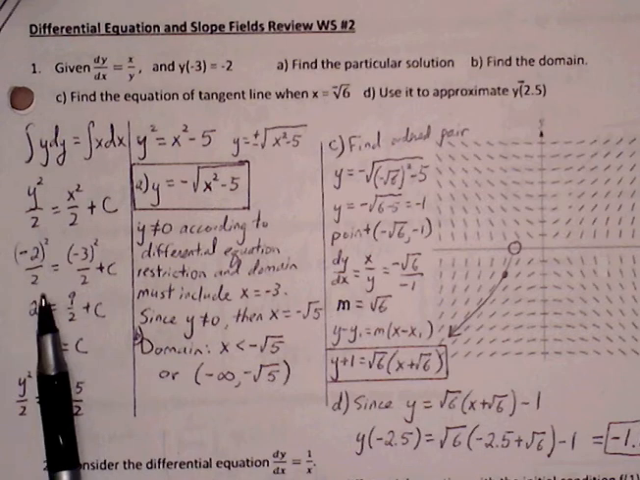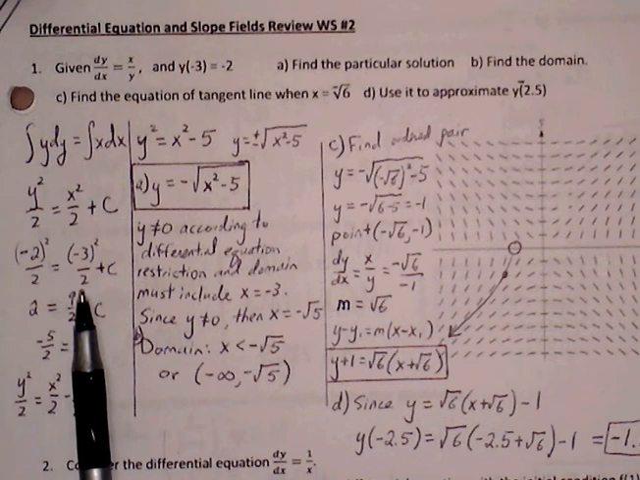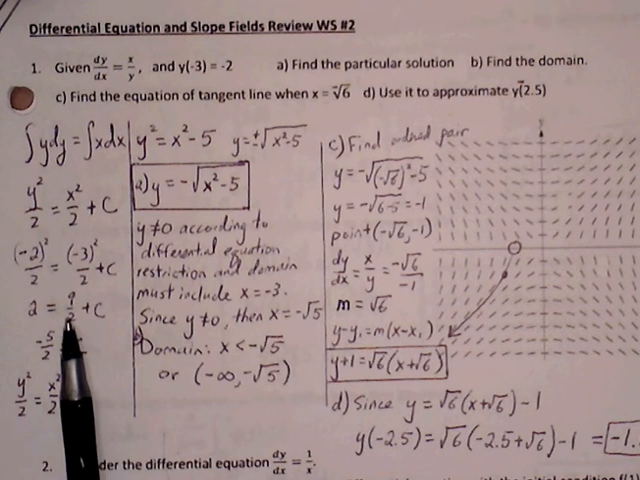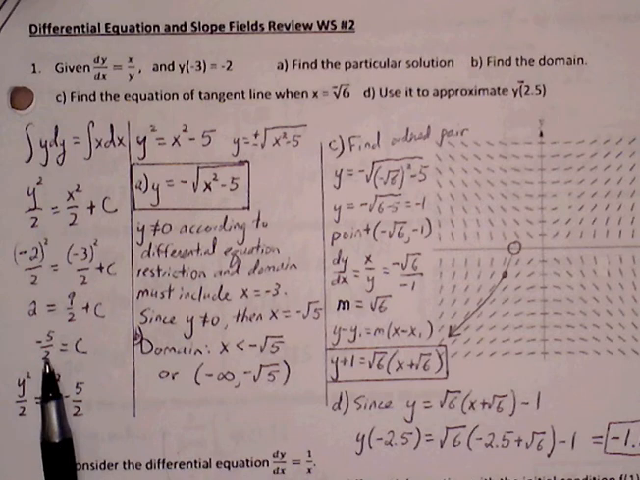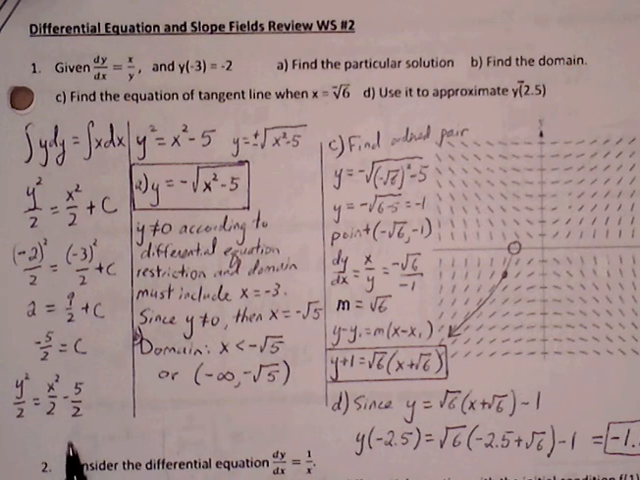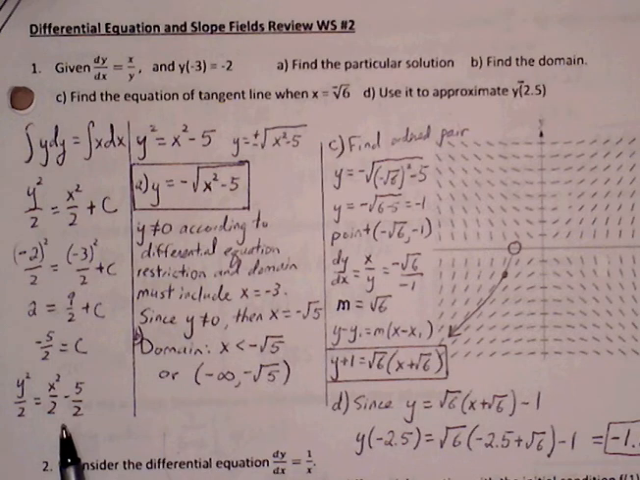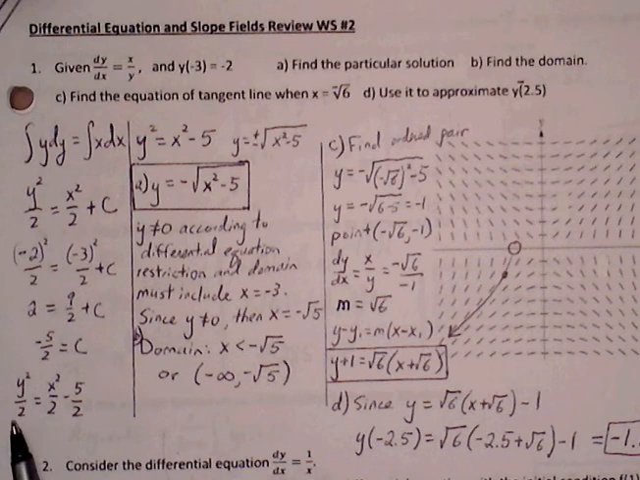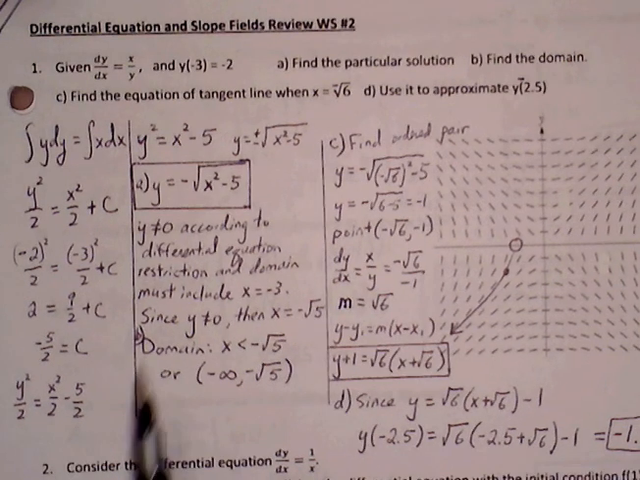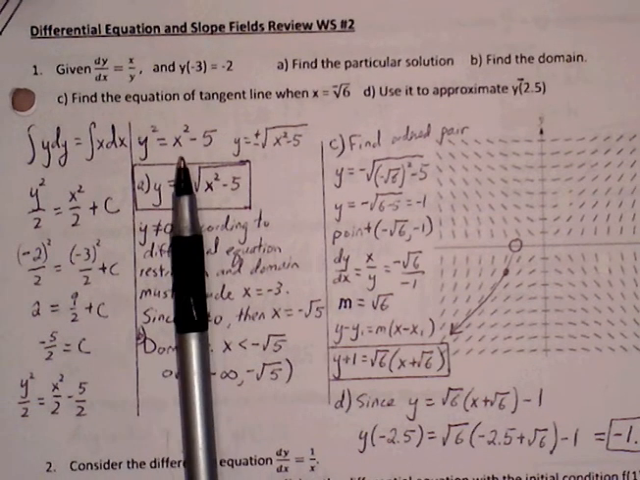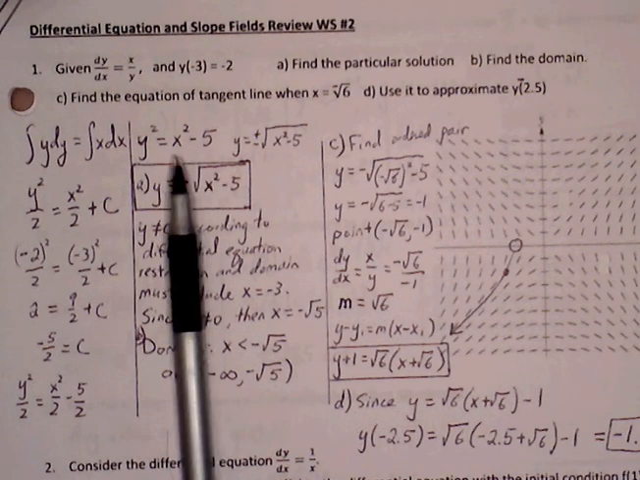So we get 4 over 2, which is 2, and 9 over 2. Subtract 9 over 2 from both sides. We get -5/2. So y squared over 2 is equal to x squared over 2 minus 5/2. At this point, we can begin to solve for y. So multiply everything through by 2. We get y squared equals x squared minus 5. Still, we need to solve for y.